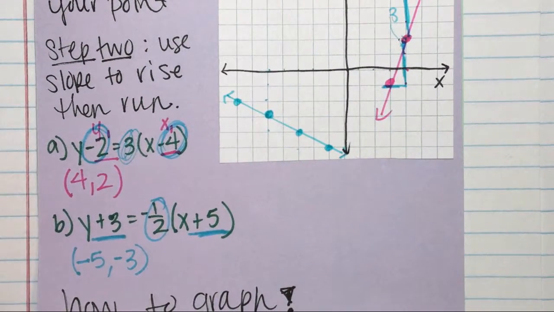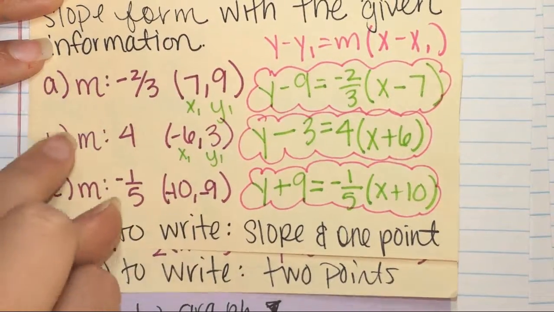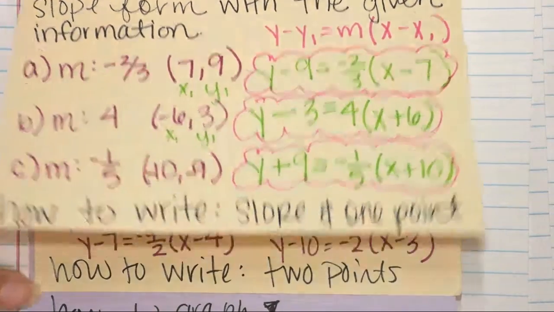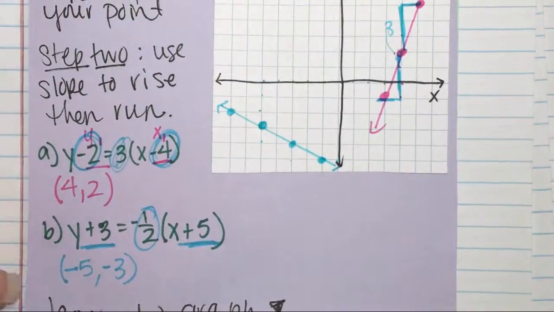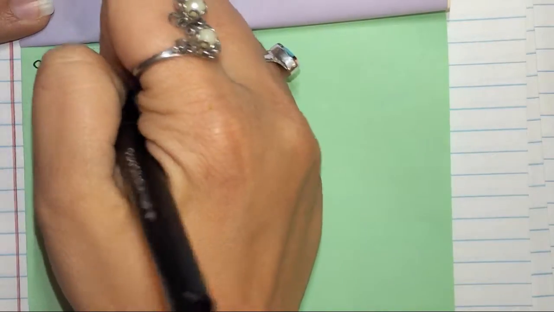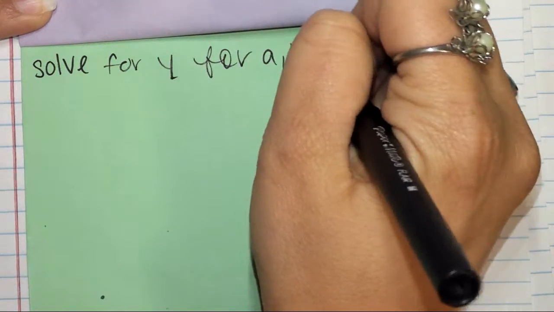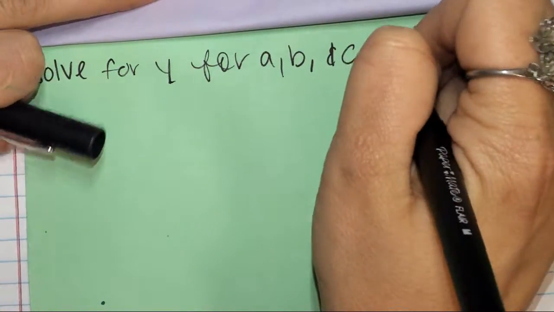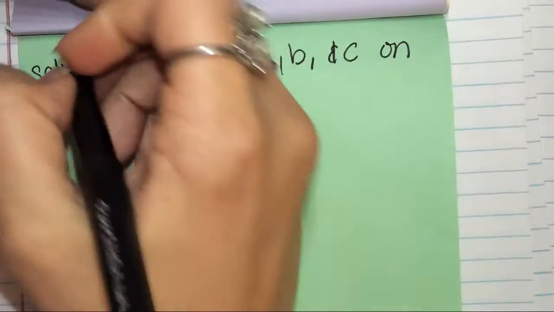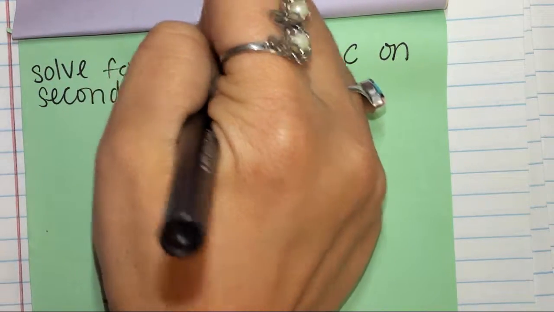Yes, yeah. All right, now for homework tonight, what I want you to do is convert A, B, and C from this flap into slope-intercept form. So solve for y for A, B, and C on the second flap. Solve for y.